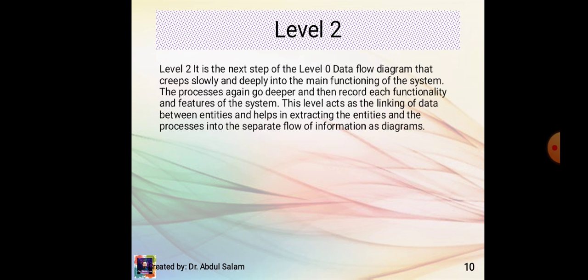In this level, lots of input arrows are required to form the diagram that contains multiple output flows of data. Level 2. It is the next step of the level 1 data flow diagram that creeps slowly and deeply into the main functioning of the system. The processes again go deeper and then record each functionality and feature of the system. This level acts as the linking of data between entities and helps in extracting the entities and the processes into separate flows of information as diagrams.